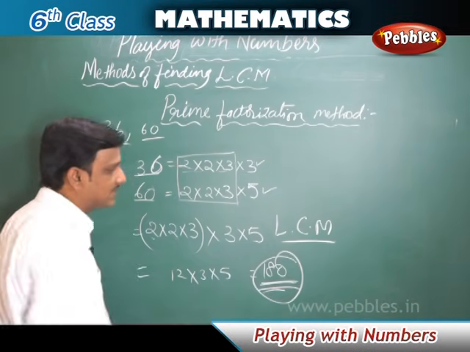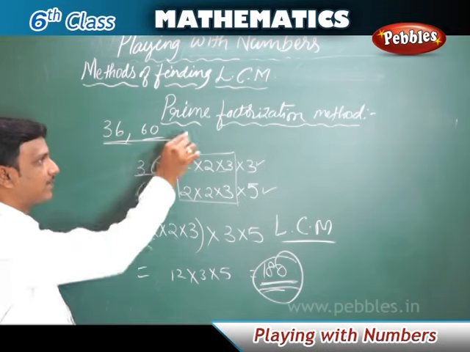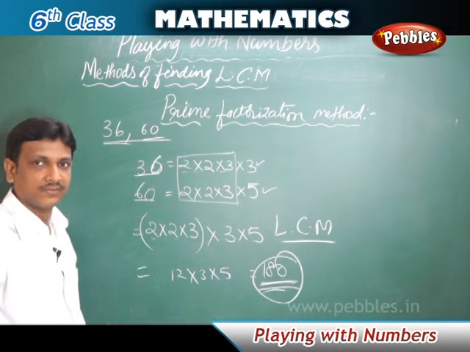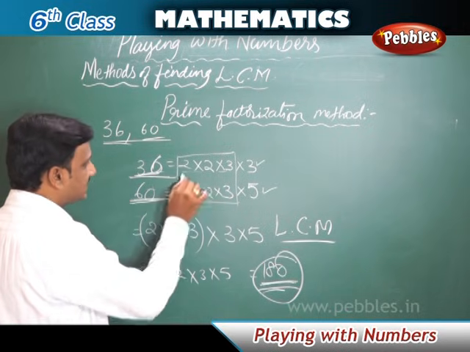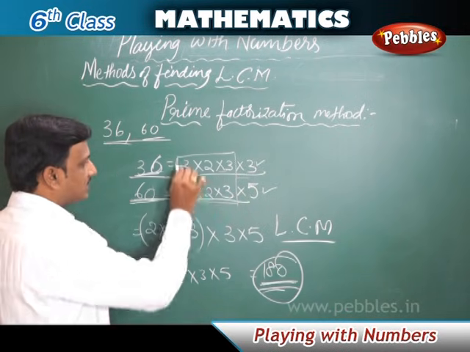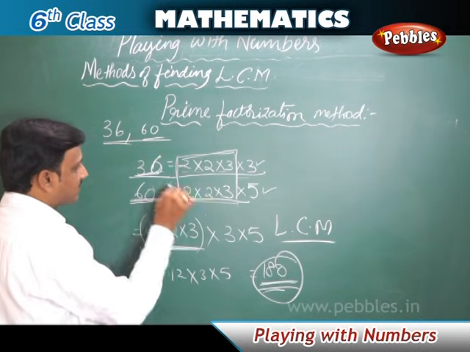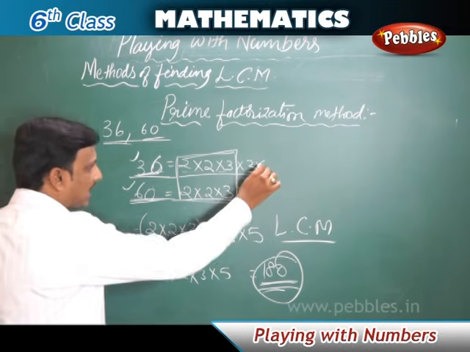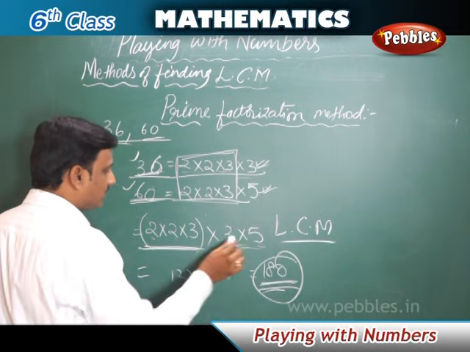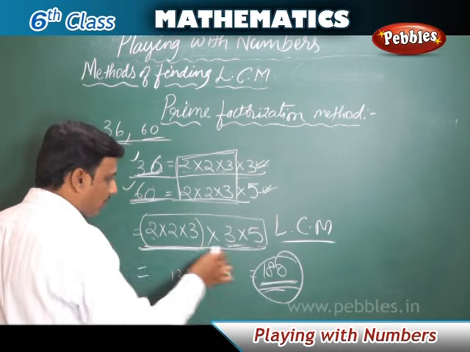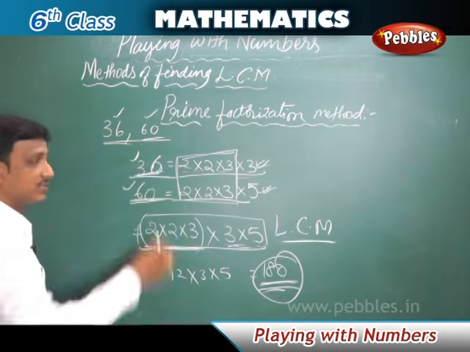So 180 is the least common multiple of these two numbers, and we found it through the prime factorization method. In this method, first we have written the prime factors for 36 and 60. Among the factors, we have taken the common factors. Now we are making the product of the common factors of both the given numbers and the leftover numbers, the other numbers we have written here. The product of all these numbers gives us the least common multiple of these two numbers.